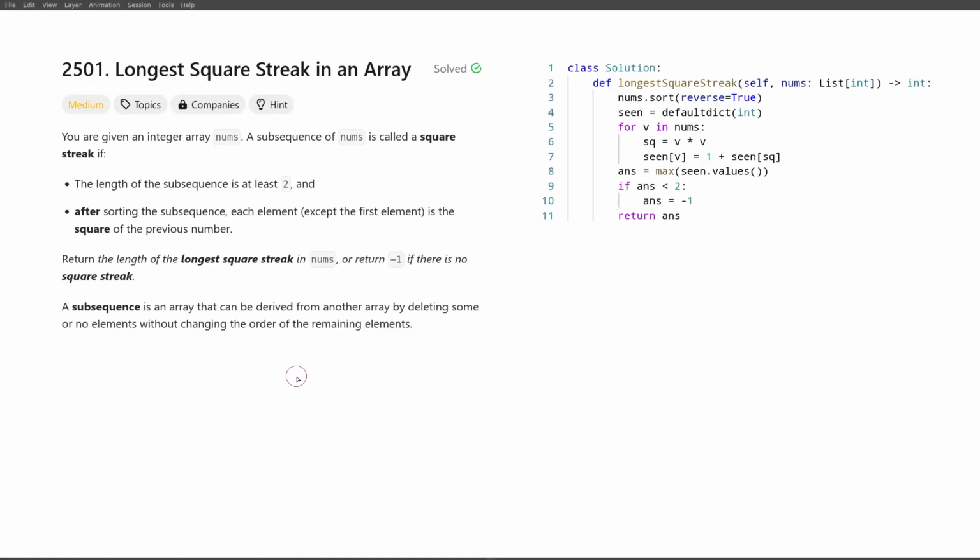Hello everyone, today we'll talk about the solution to the problem longest square streak in an array. To solve this problem we'll make two observations.